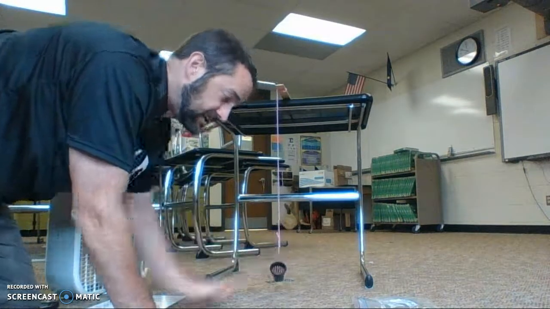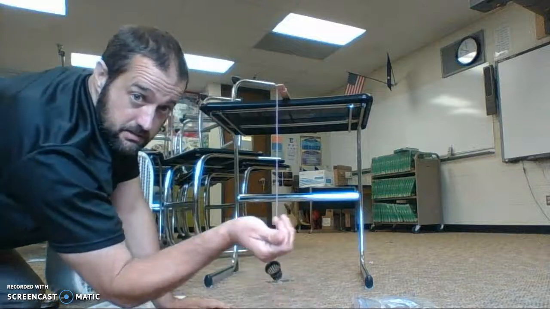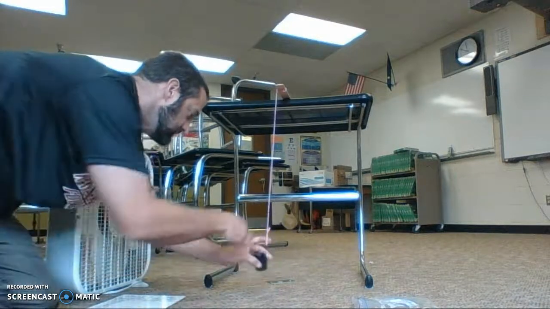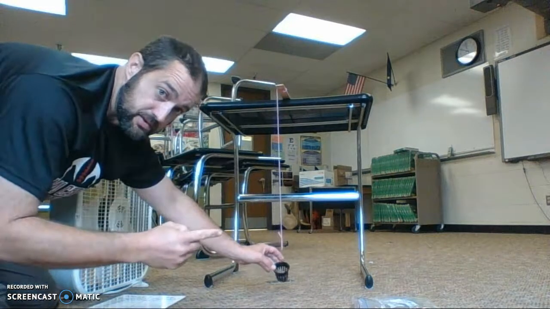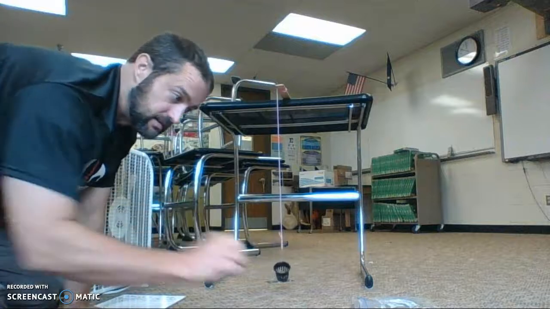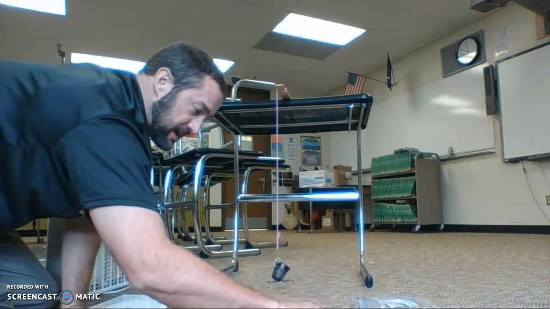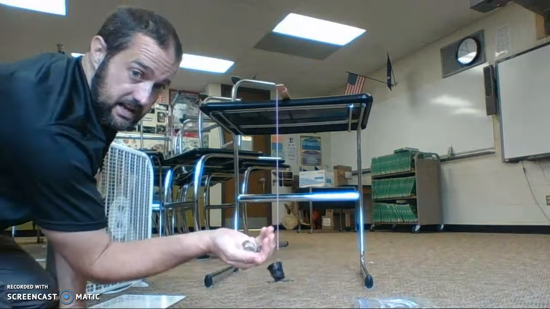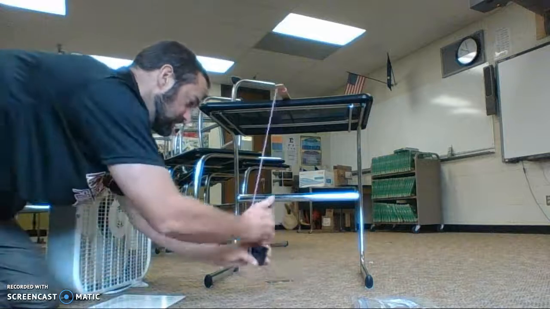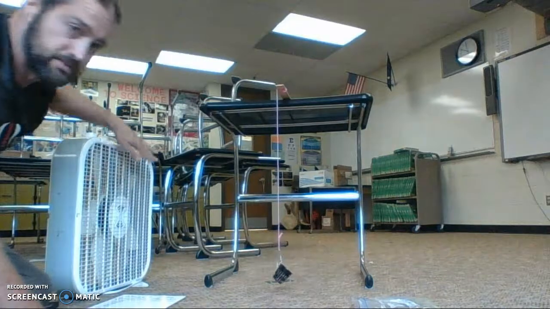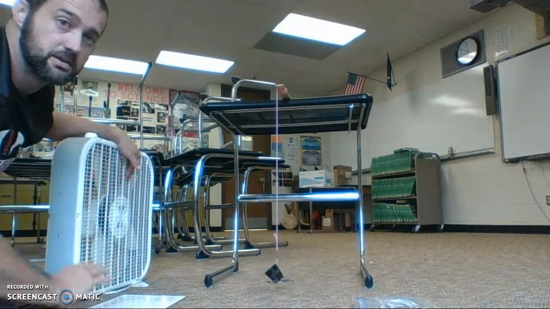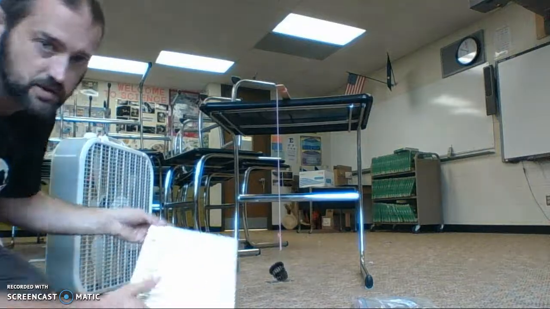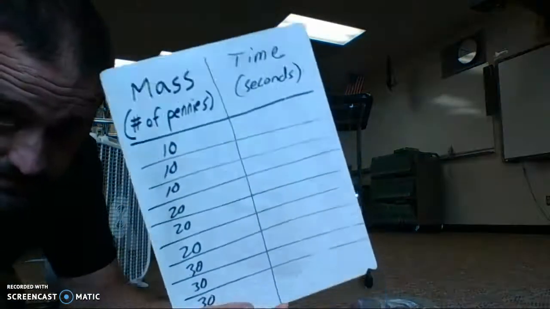Then I'm going to increase my mass by 10 more pennies. I'll do that 3 times. Write it down. I'm going to increase my mass again. 10 more pennies. Release it from the same spot. And I'll do that 3 times and write it down. So I'll end up with something kind of like this.